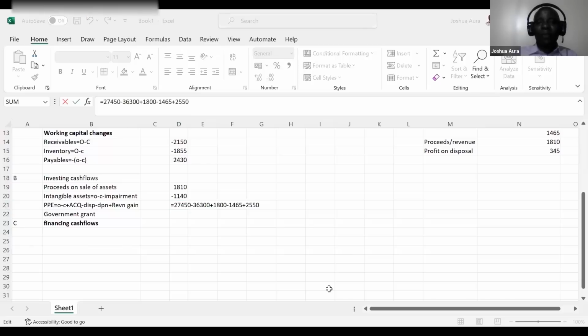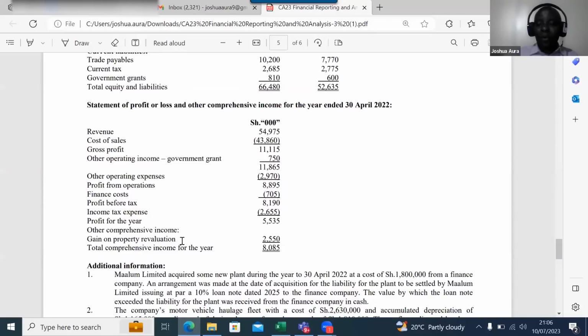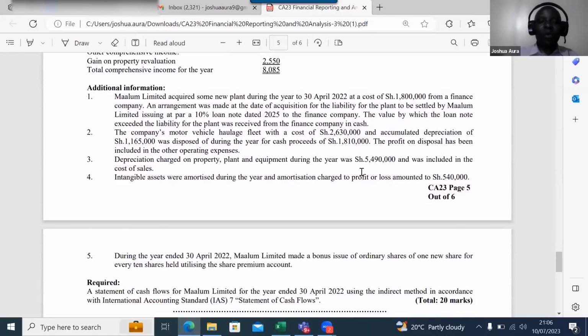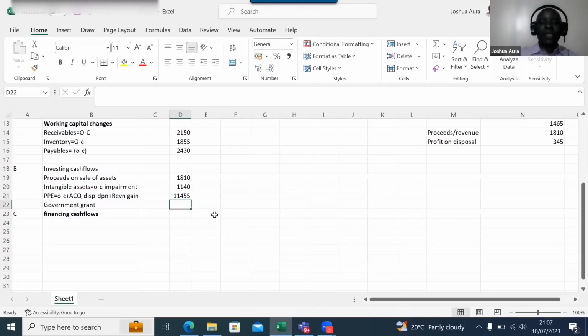Depreciation, eh? We have depreciation. Thank you very much. We have depreciation that has been left out here. Depreciation in the year, we are told depreciation in the year was 5490. Sorry for that. So minus 5490. And then now you say enter.